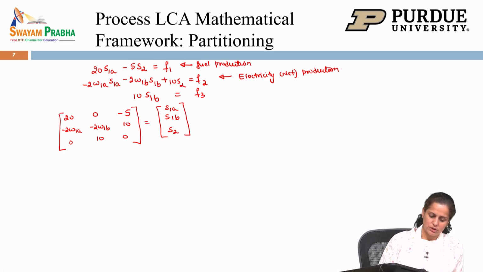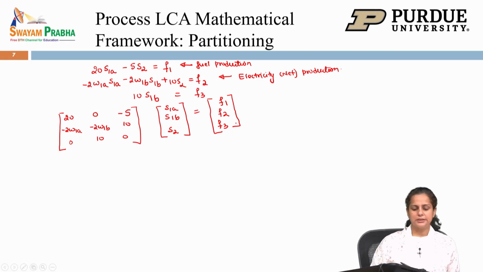So, the first one is 20 times S1A, 0 times S1B, minus 5 S2. The second was minus 2 W1 S1A, minus 2 W1B S1B, 10 times S2. The third one is 0 S1A, 10 times S1B, and 0 times S2. So, this is equal to, the first one is F1, the second one is written for F2, and the third one is for F3.